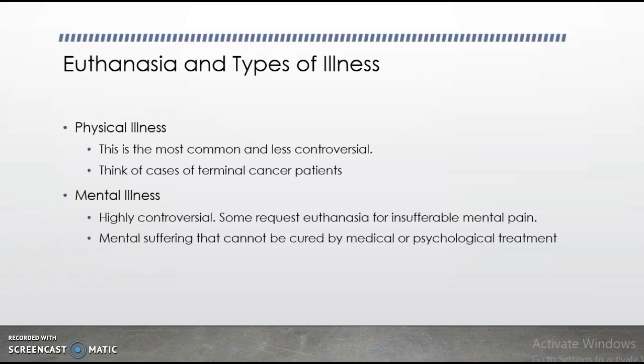So this is sort of the most common, and it's the less controversial of the two. But other people, and this is now legal in both, I think, the Netherlands and Belgium, they both allow euthanasia for mental illness, and this is highly controversial. So some people request euthanasia for their insufferable mental pain. And here it's not just depression, right? It's not some type of chemical imbalance. What they're worried about is mental suffering that cannot be cured by medical or psychological treatment.